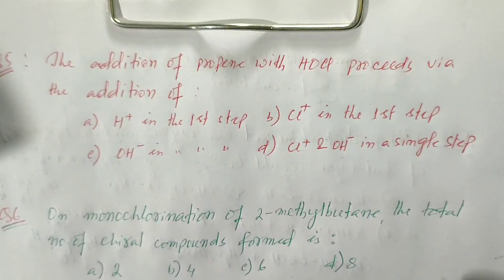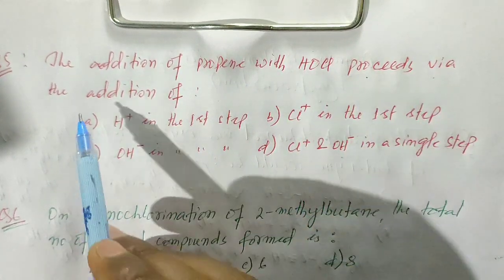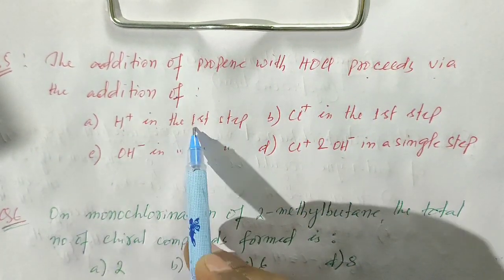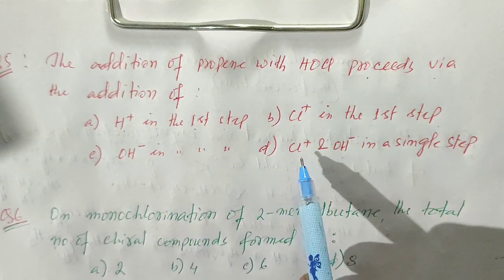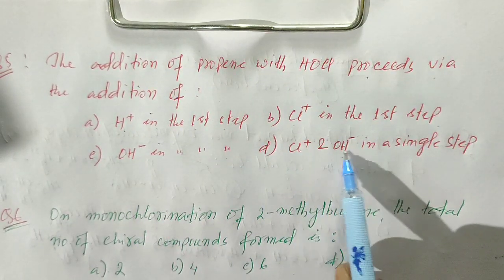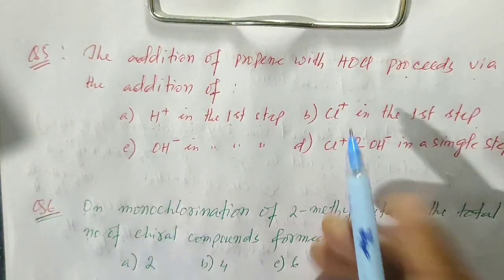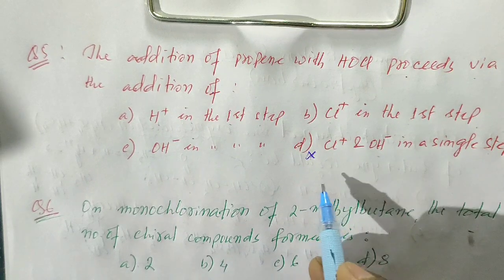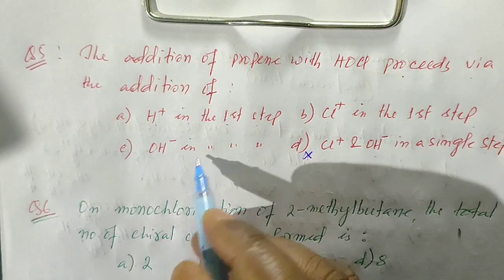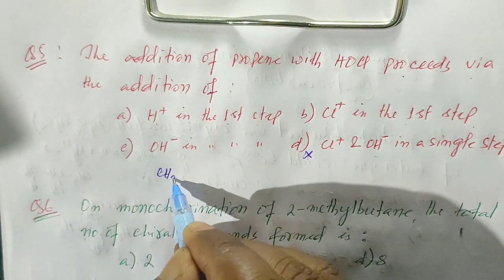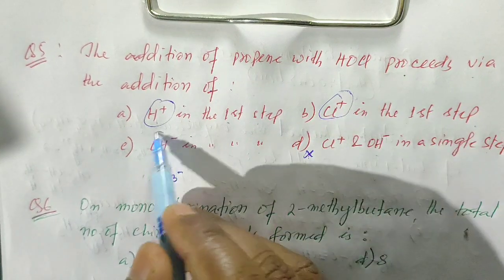The addition of propene with HOCl proceeds via the addition of H plus in the first step, Cl plus in the first step, OH minus ion in the first step, and the last option is Cl plus and the OH minus ion in a single step. So this last option is not correct because the addition takes place stepwise, but we need to check whether H plus is added first, or Cl plus, or OH minus ion.